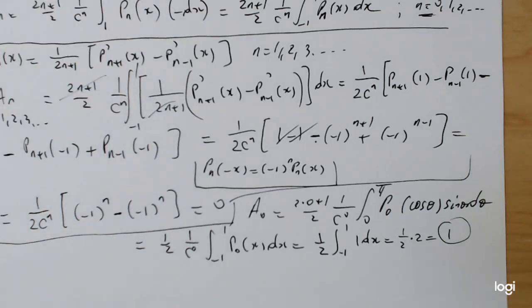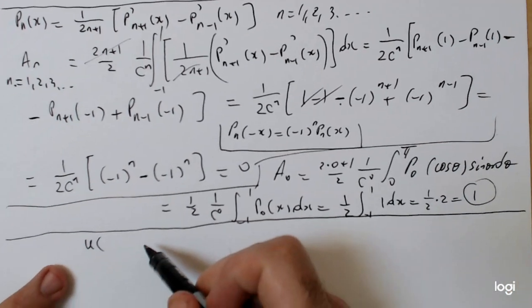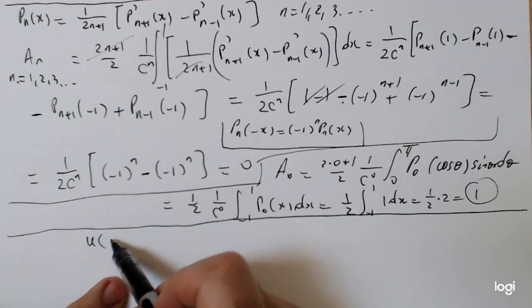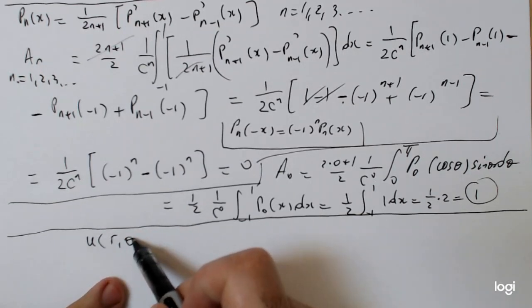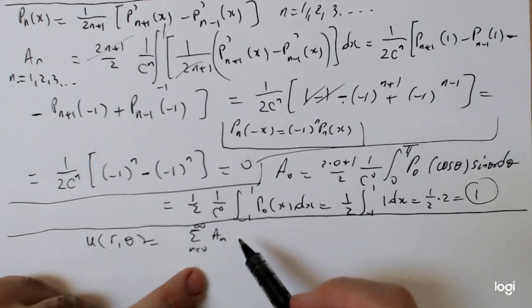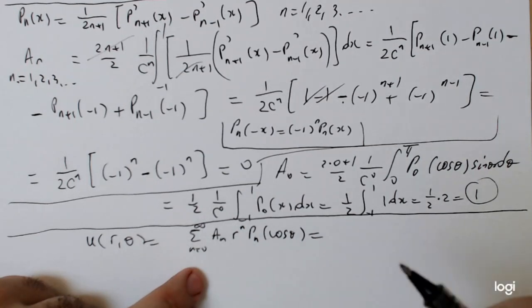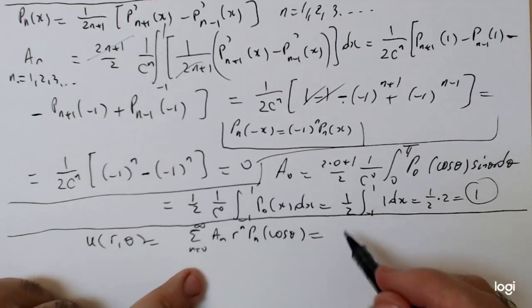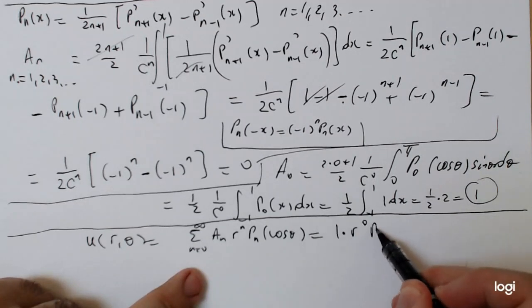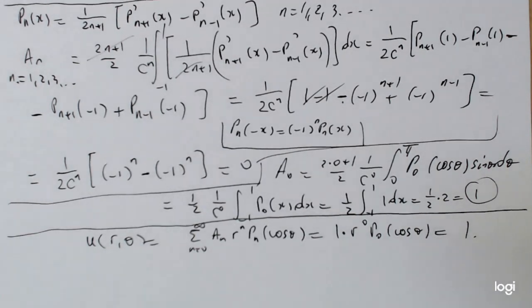But what that means is that in this case, the steady state temperature, so if you go all the way back to the formula for the solution, which is u of r, theta equals the summation of an r to the n pn of cosine of theta. All the coefficients are 0 except the first one, which is 1. So it's just 1 times r to the 0, p naught of cosine. So that's just 1. So this tells me that the steady state temperature in this problem is equal to 1.